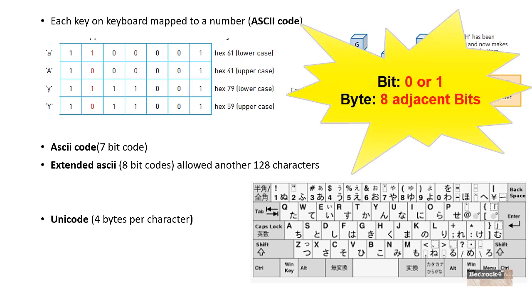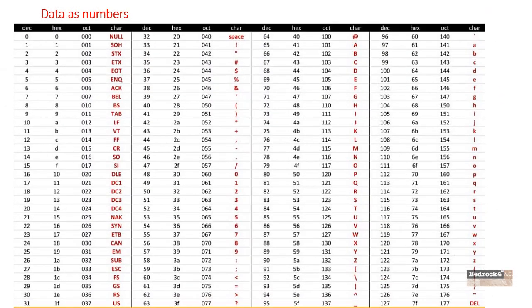Later, Unicode was introduced in 1991 to represent all languages of the world. Unicode supports 4 bytes per character. Note that a bit is just 0 or 1. A byte is a group of 8 adjacent bits. There is a number corresponding to every key on the keyboard, not just the alphabets.